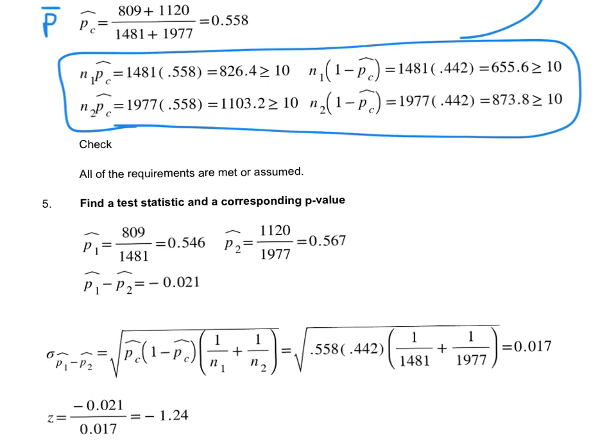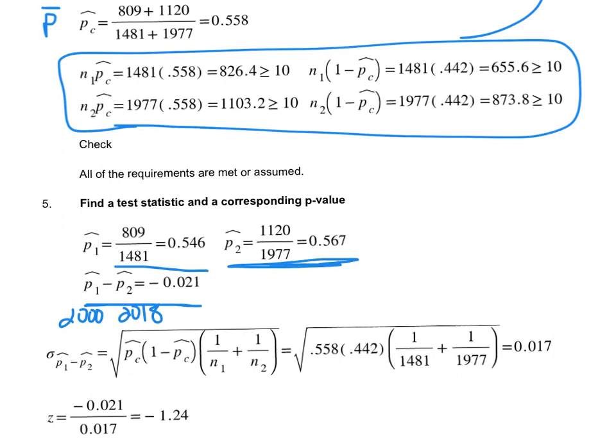Okay, we have our two p hats, sample 1, sample 2. If we subtract those two, the difference between the year 2000 and the year 2018, that's 2000, that's 2018, not a bad idea to label those, is negative, which means we had a higher proportion of women in 2018 from our sample of 1977 that were women. So the difference in those two proportions is negative 0.021.